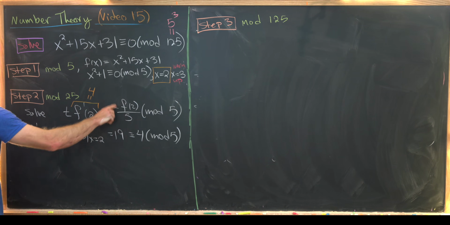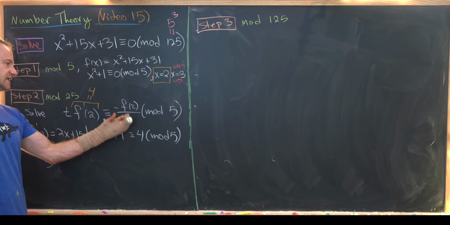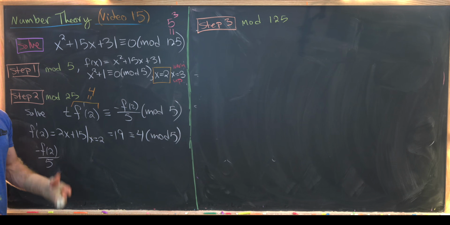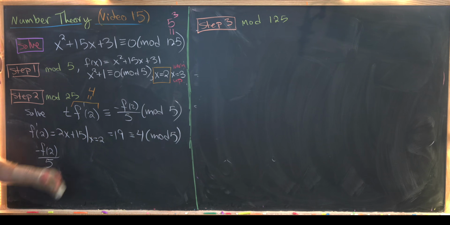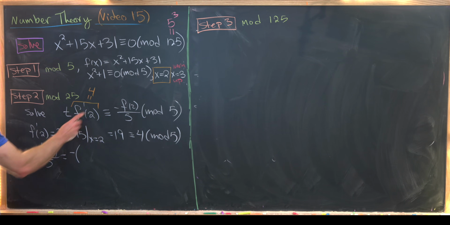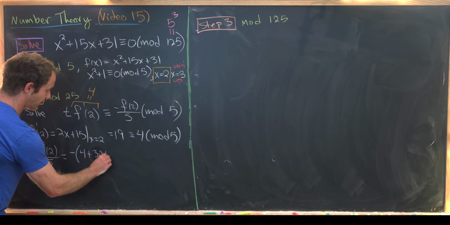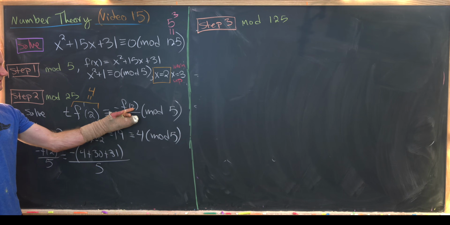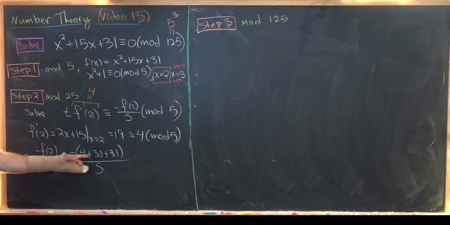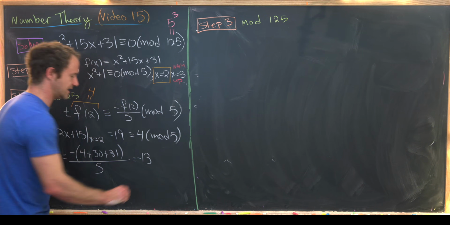Okay, now next we need to calculate this. So minus f of 2 over 5. Again, we might be worried that this is not an integer, but from the discussion that we had before, this is an integer. This is okay. So let's calculate this. This is going to be negative, then we have 2 squared, which is 4, plus 30 plus 31, and that's going to be all over 5. That's what we get from substituting 2 up here. But notice that's going to give us negative 65 over 5, which is negative 13.